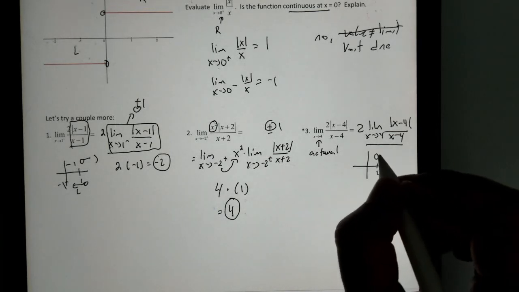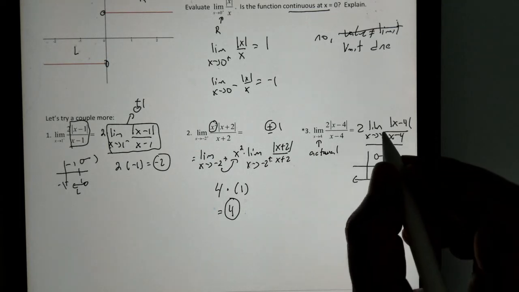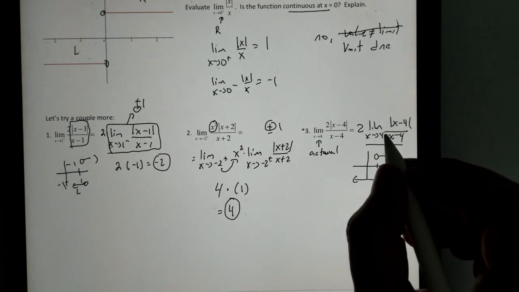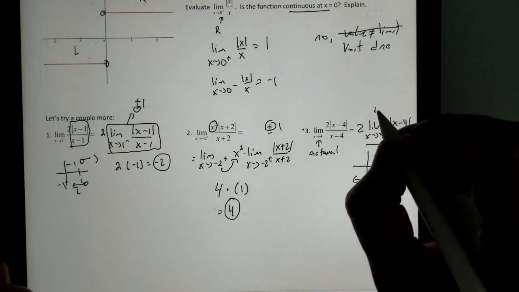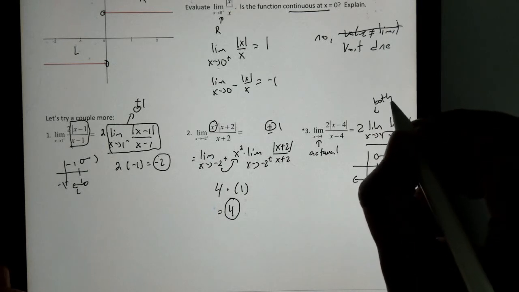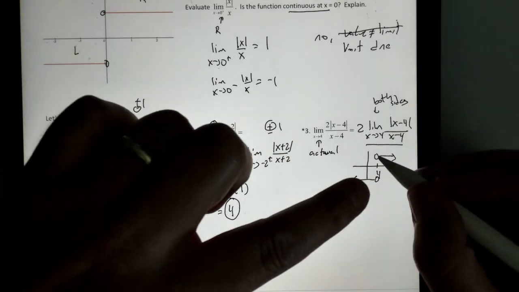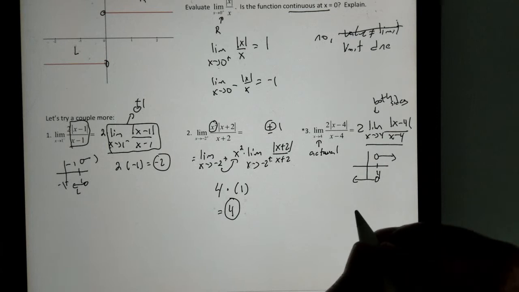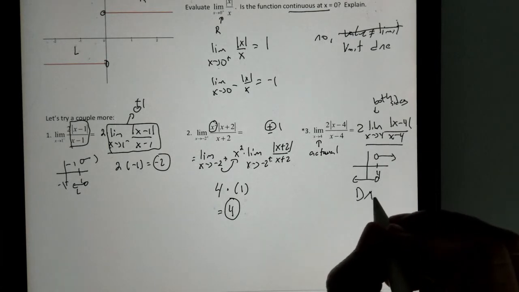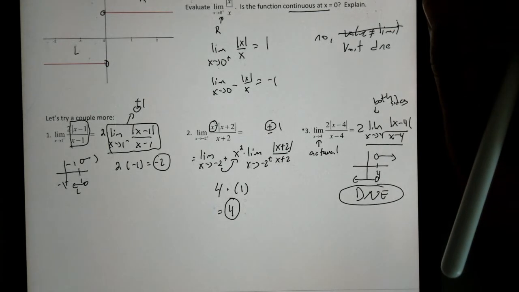We're either going to be positive 1 or negative 1. But notice there is no plus or minus right up here, which means that we want to come in from both sides. This one needs both sides. And if you notice from the left and the right, we're not approaching the same value. So because we're not approaching the same value on both sides, this is a DNE right there. Just does not exist. Very easy to do.